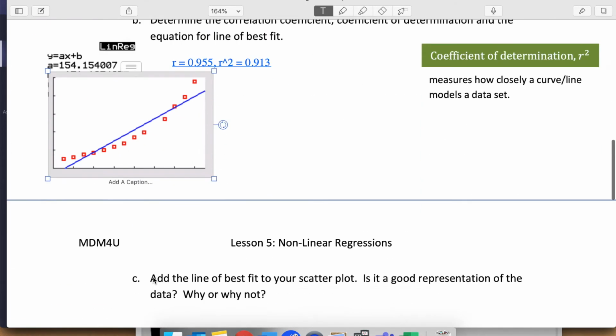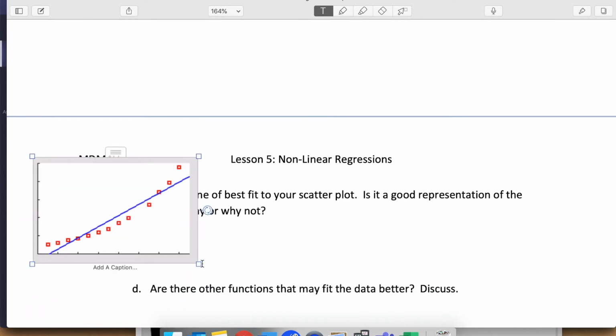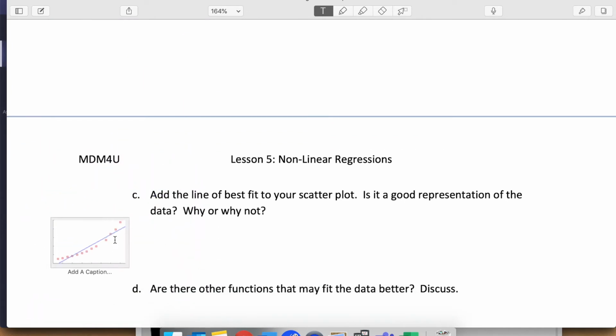Pull it down. So there's my straight line. And if you look at it, most of the data is pretty close to the line, but why is this not a good representation of the data? The reason is it doesn't model where the trend of the data is going.